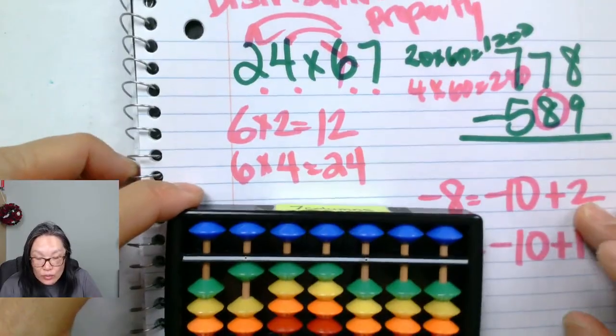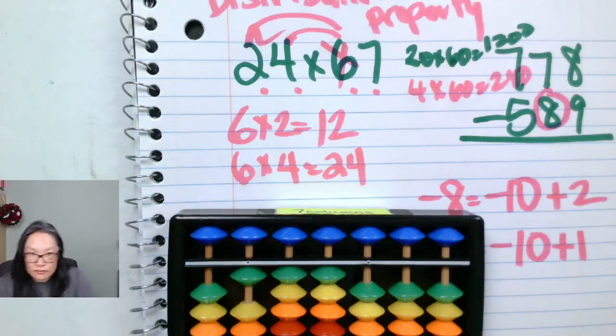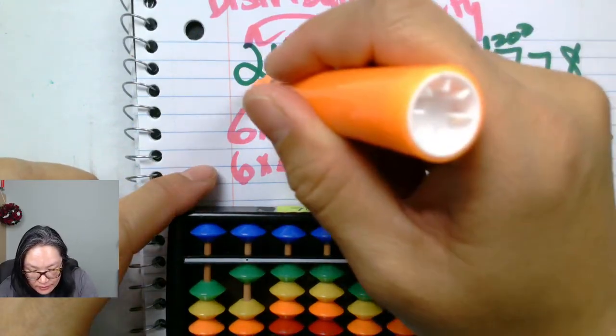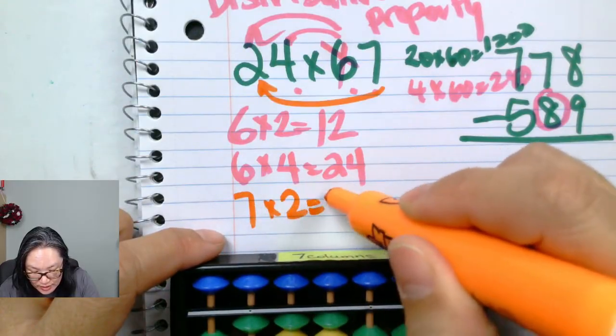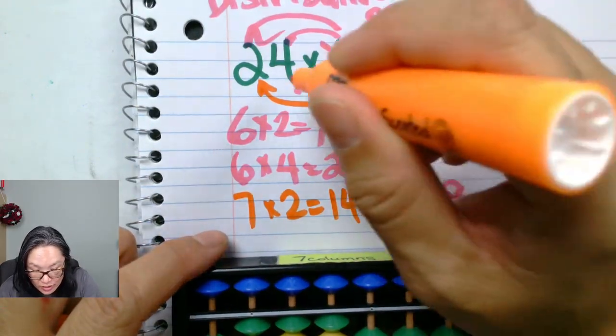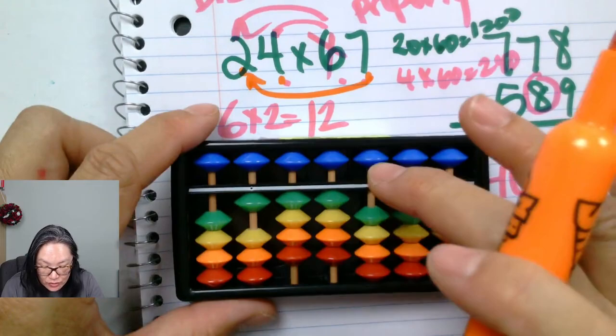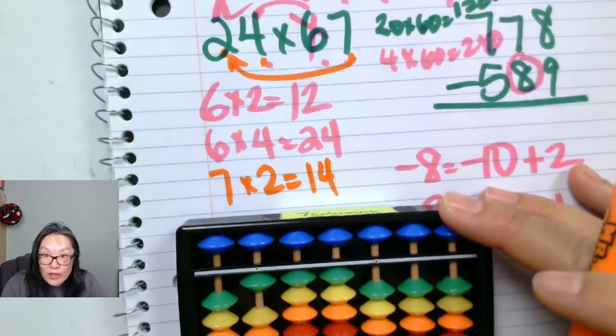What are we doing now? We got to do 7. 7 times 2. 7 times 2 is 14. What? Wait a minute. We forgot to count. 1, 2, 3. So I have to count. 1, 2, 3. Whoa. So I have to do 14.